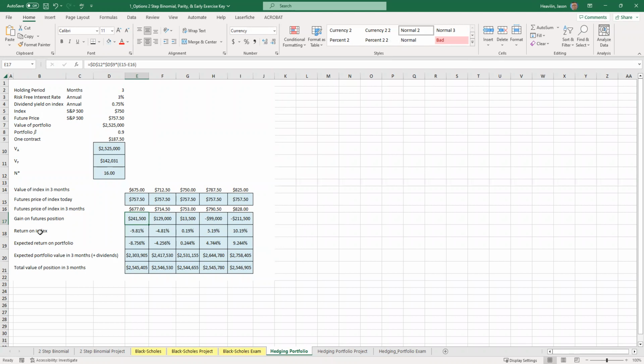So our first order of business is, was there gain or loss on the futures position? Remember, you shorted 16 contracts. So this is how it plays out. We have the D12 here.